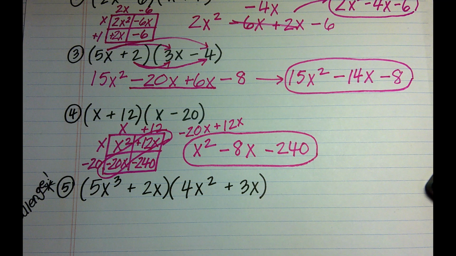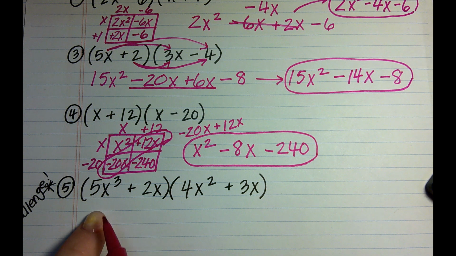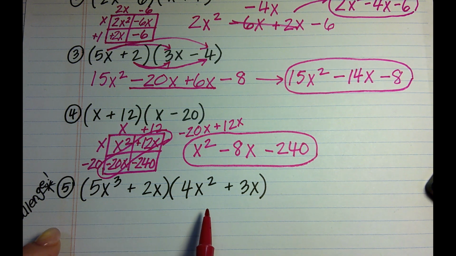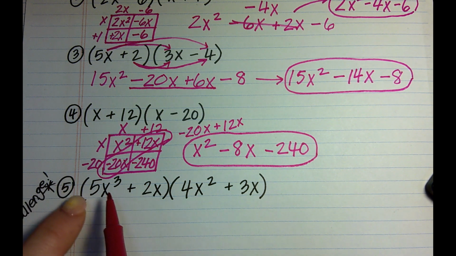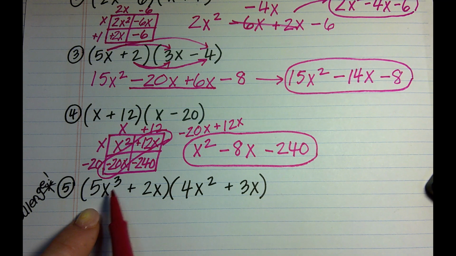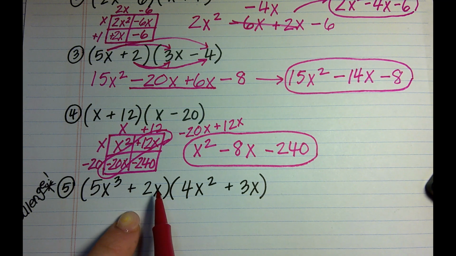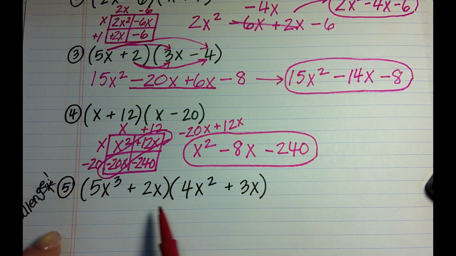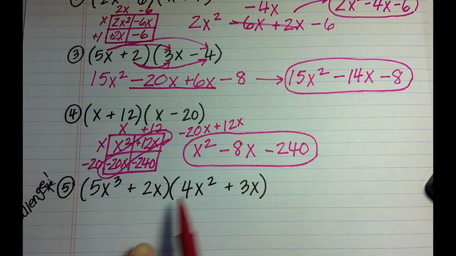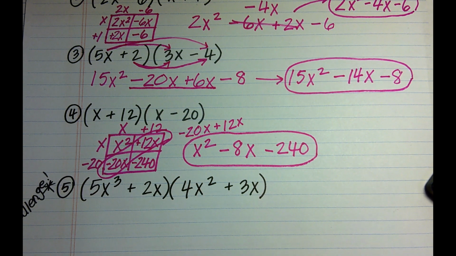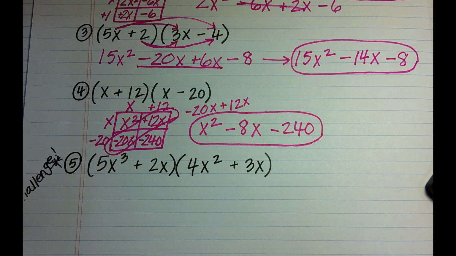All right. Number 5 is just like the others. However, it's a little bit trickier because this time, instead of just having x terms as your first term, I gave you 5x to the third power plus 2x as your first binomial here. And your second binomial, we've got 4x squared plus 3x. So, how would we go about solving this one?